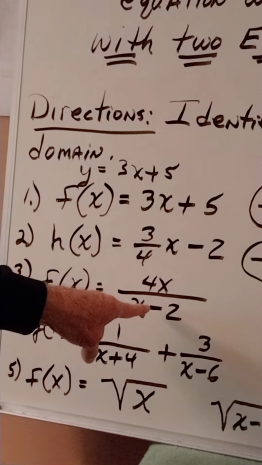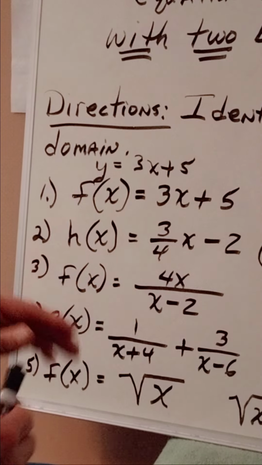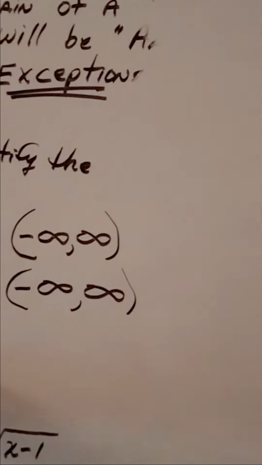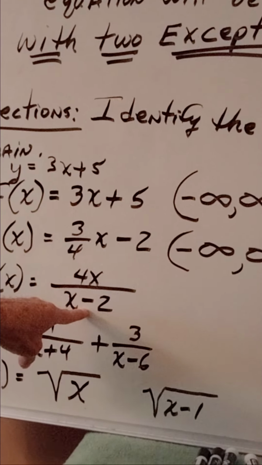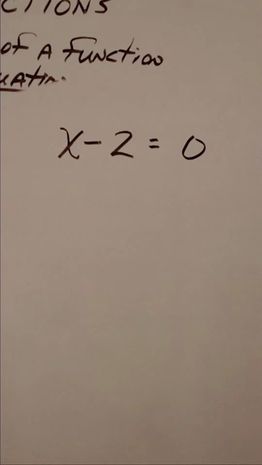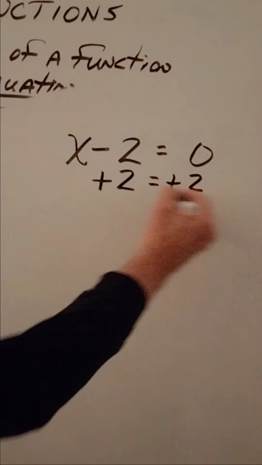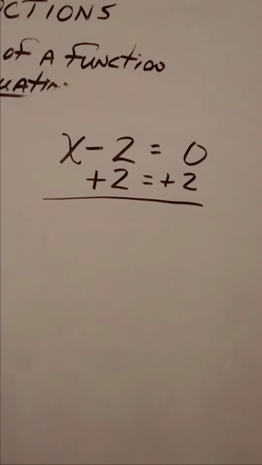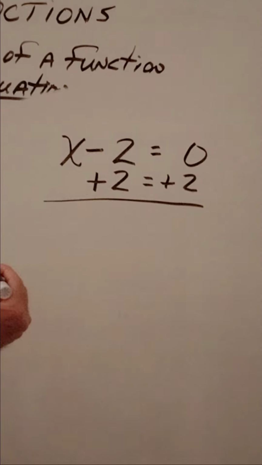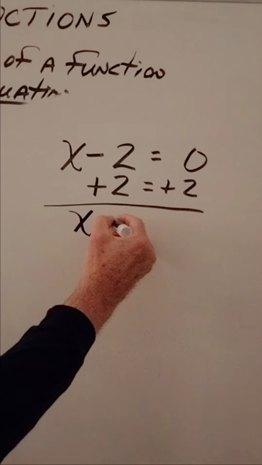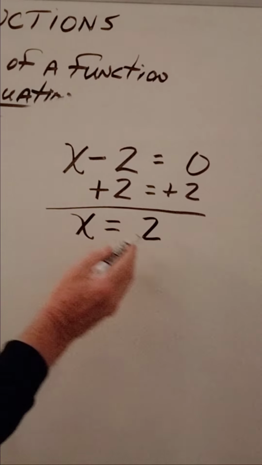So, when the fraction occurs, and there's a domain value of x in the denominator, step number 1, pull that denominator off to the side. Just pull that denominator expression off to the side. And set it equal to 0. And then solve that equation. And whatever the solution to that equation is, that is the value that cannot be a part of the domain. X equals 2. That's your restriction.